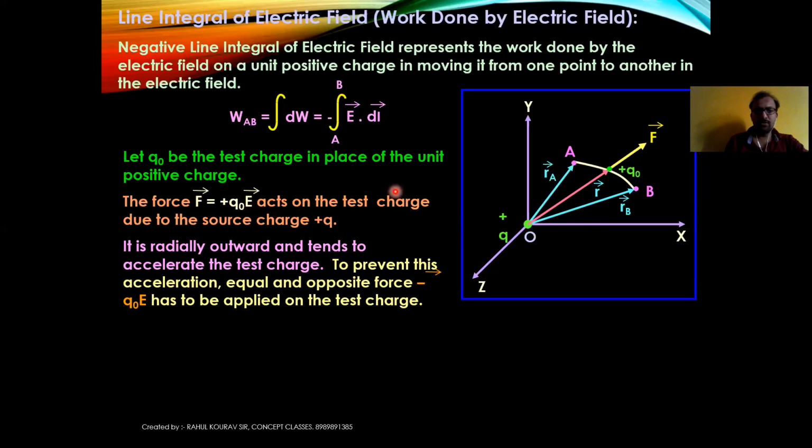It acts on the test charge due to the source charge q. It is radially outward and tends to accelerate the test charge.